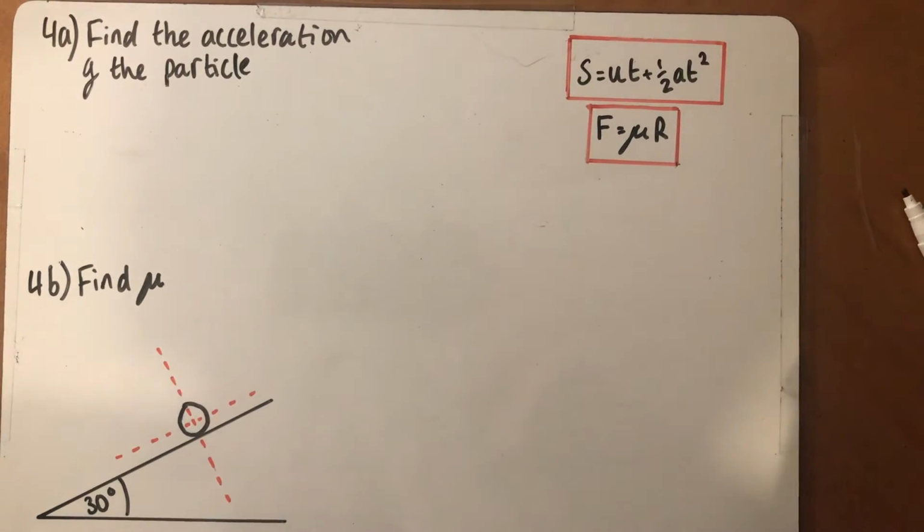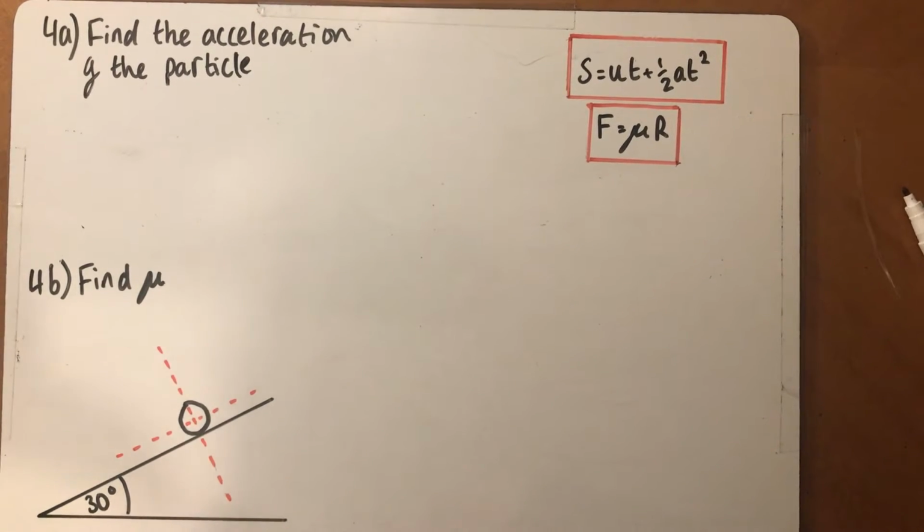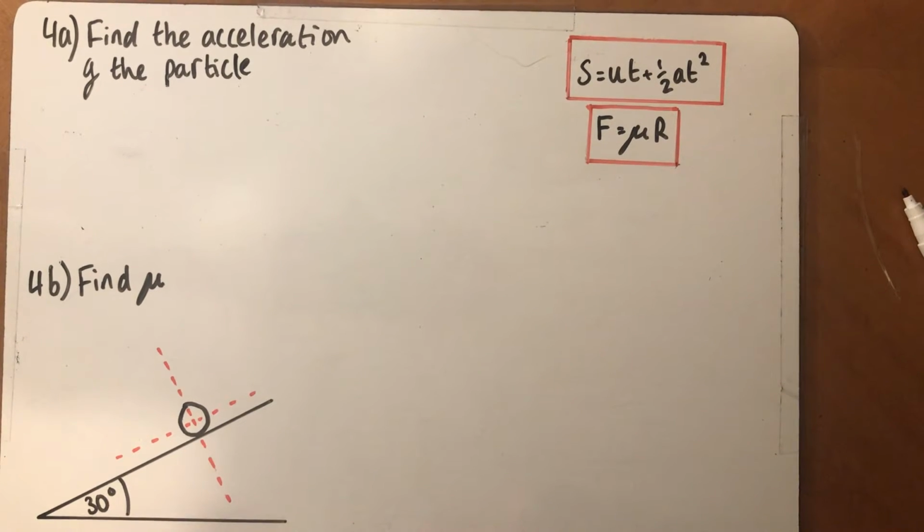Hi. So for question 4, we've been told a particle of mass 0.8 kilograms is held at rest on a rough plane. The plane is inclined at 30 degrees to the horizontal. The particle is released from rest and slides down a line of greatest slope of the plane.